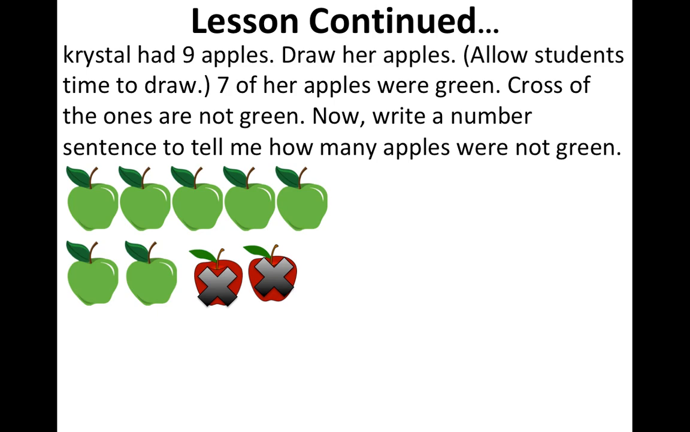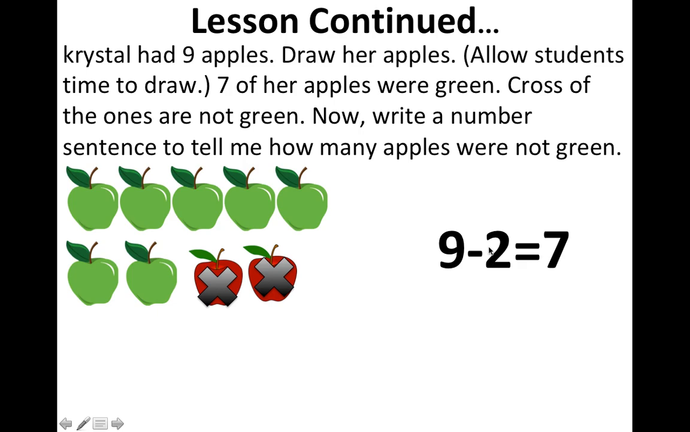So now write a number sentence to tell me how many apples were not green. So how would I write a number sentence for that? So let's look at our story from the top. We have 9 apples altogether. So I'm going to write 9. So this 9 represents the 9 apples altogether we have. And we took away 2 apples that are not green.